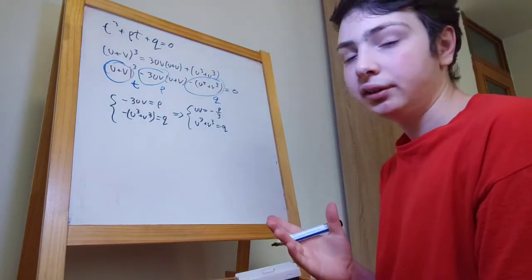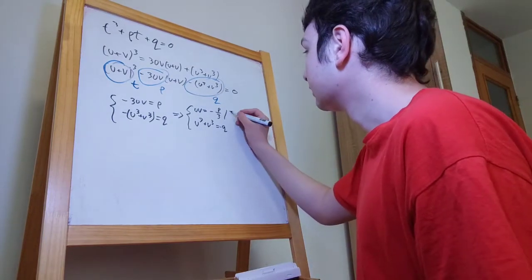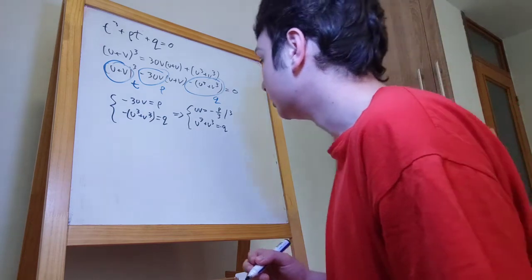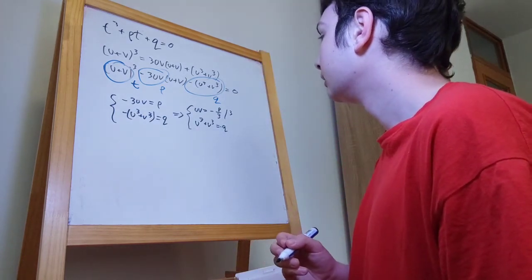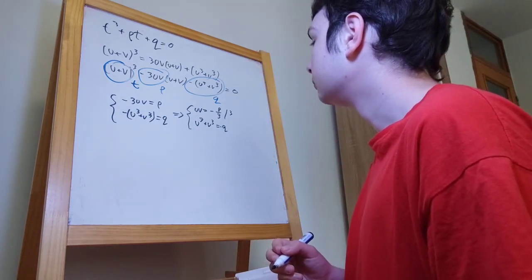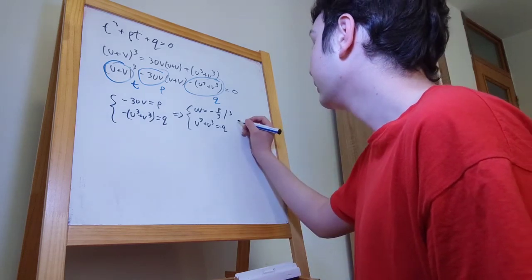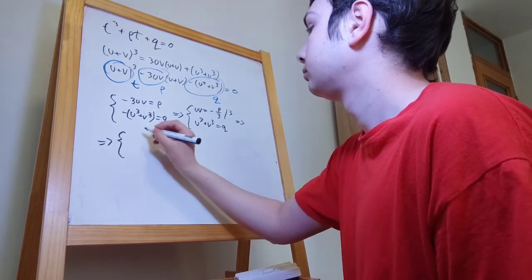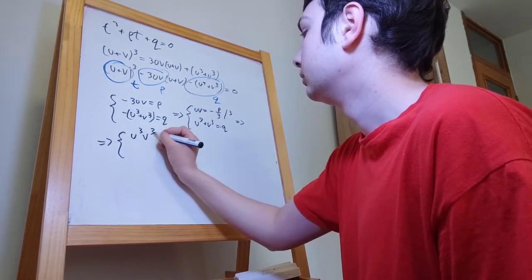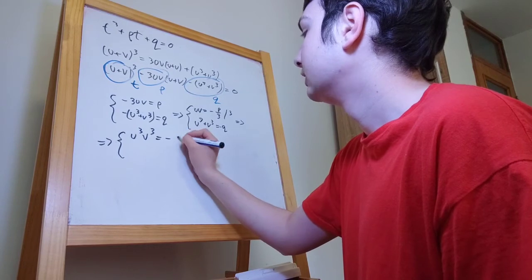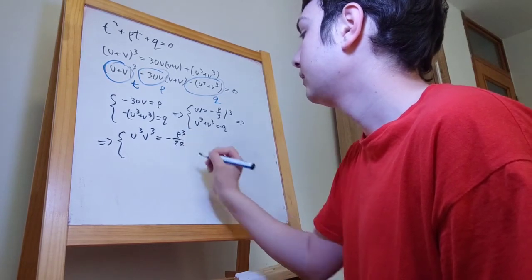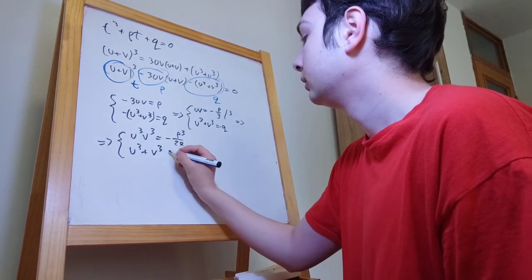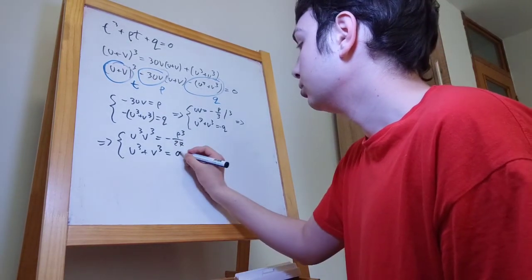And now what we can do is cube this so that we have equations with respect only to u and v, u cubed and v cubed. We'll get u cubed v cubed is equal to minus p cubed over 27 and u cubed plus v cubed is equal to minus q.